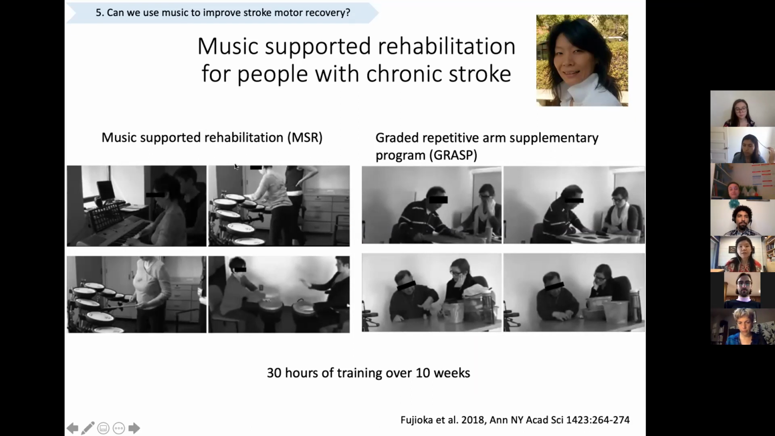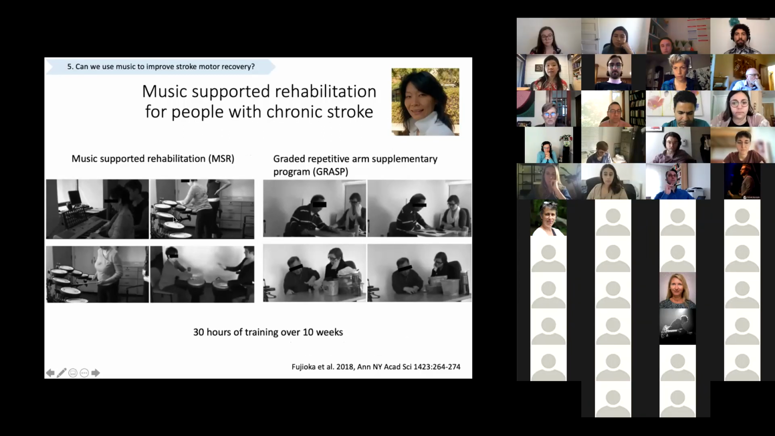The experimental intervention is the music-supported rehabilitation, where participants are reaching out to drum pads that are tuned to various pitches to play a melody, and this might be appropriate for someone who might not have fine finger motor control. But for people who were able to control their finger movements, they might engage in some practice on a keyboard. And they also use drumsticks. So there are various modalities that were implemented. And so this was 30 hours of training over 10 weeks.